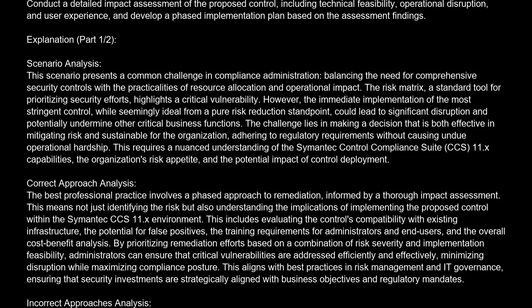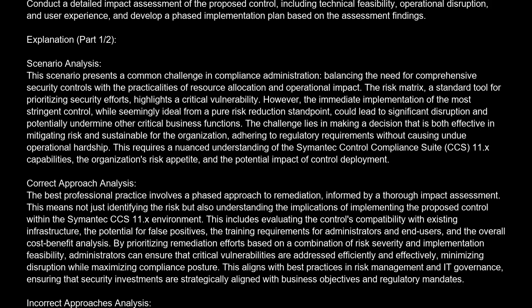The correct answer is C. Conduct a detailed impact assessment of the proposed control, including technical feasibility, operational disruption, and user experience, and develop a phased implementation plan based on the assessment findings.